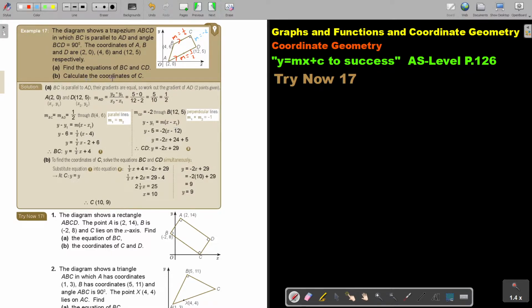Now calculate the coordinates of C. To find that is to see where these equations intersect, so you solve them simultaneously. To find C, solve the equations simultaneously. You substitute the one in the other one, you find x, and then you substitute x in one of the equations, and you find y. And that's how you do it.